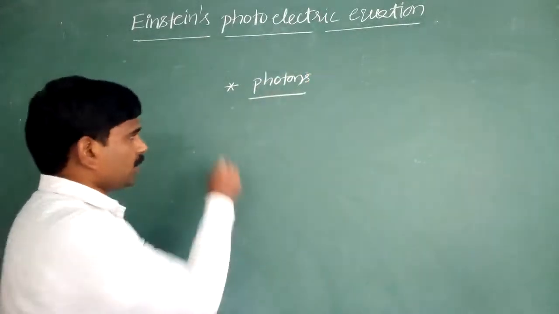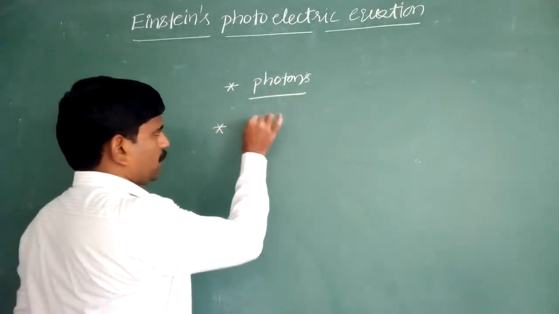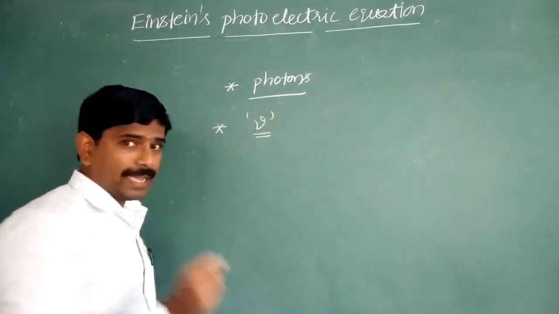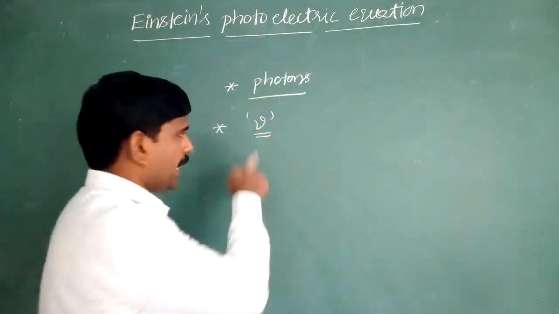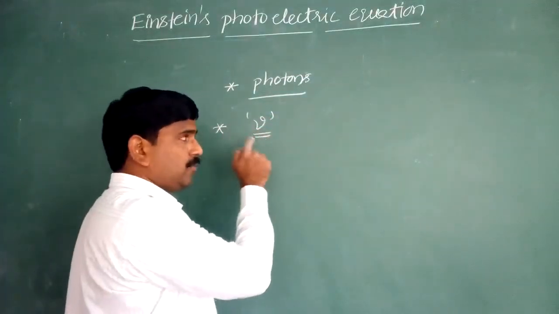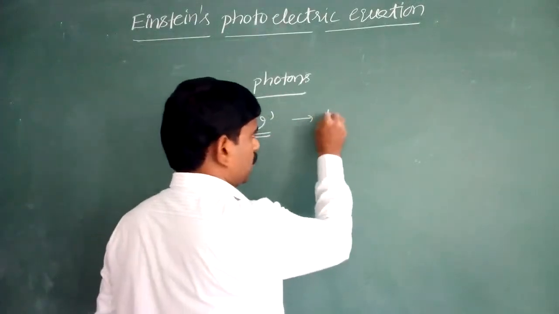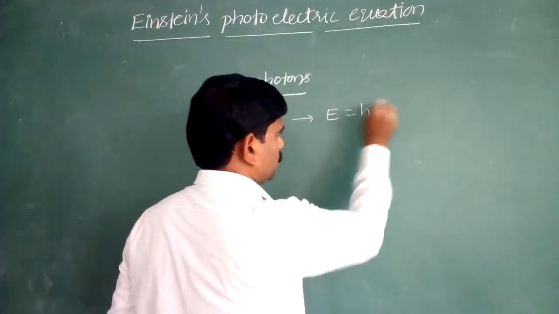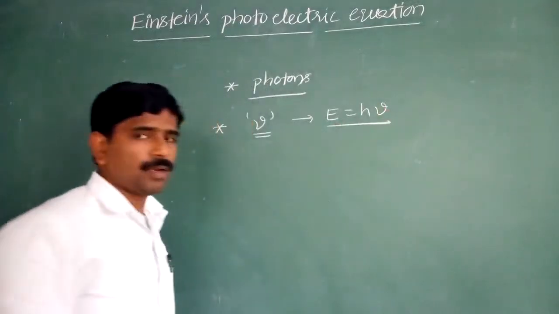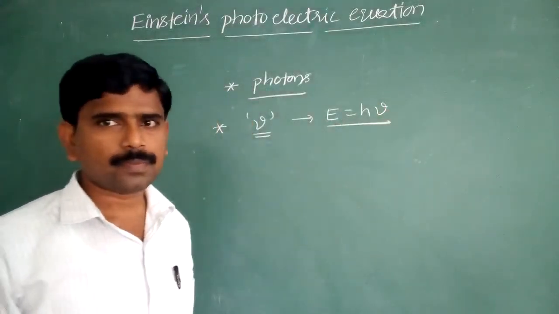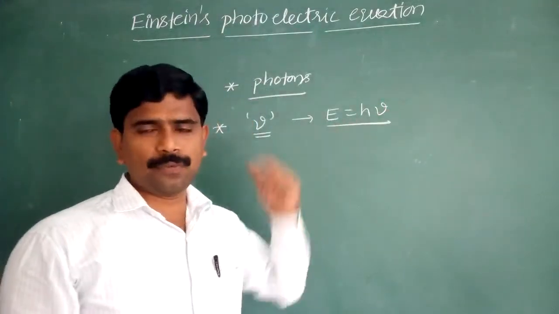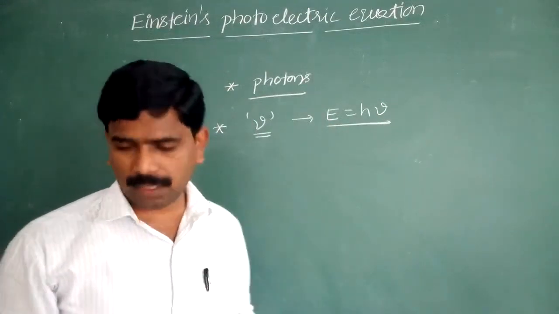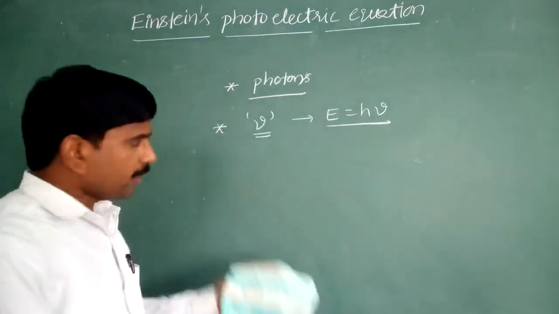The energy of a photon having frequency nu is E equals h nu. E equals h nu. This is the energy of the photon.